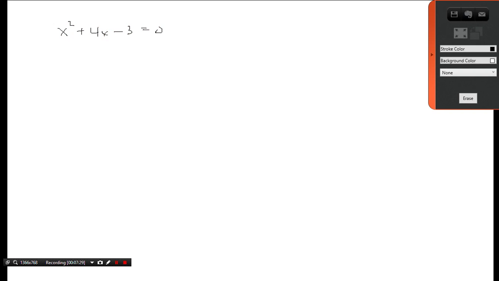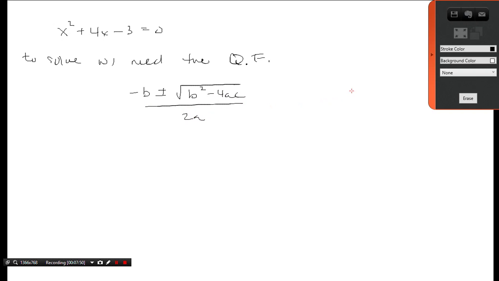So what do we need? Well, to solve, we need the quadratic formula. Okay, and remember what that is, and you should be saying to yourself, and a lot of people like to say, oh, it's -b plus or minus the square root of b squared minus 4ac all over 2a, where a is the coefficient on the squared item, b is the coefficient on the x item, and c is just the constant.